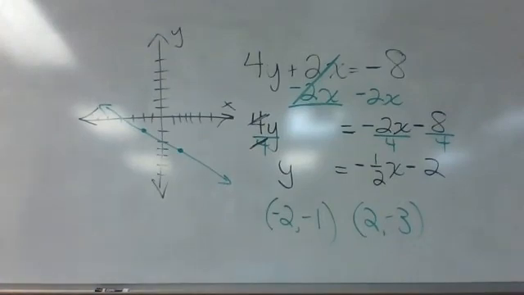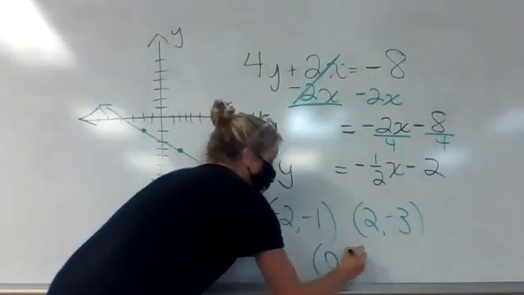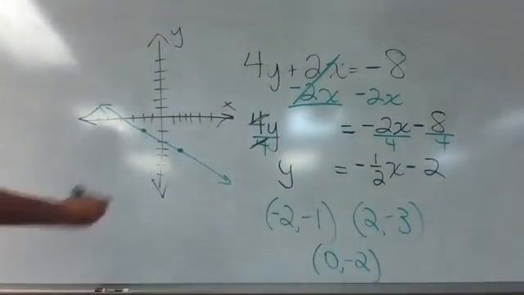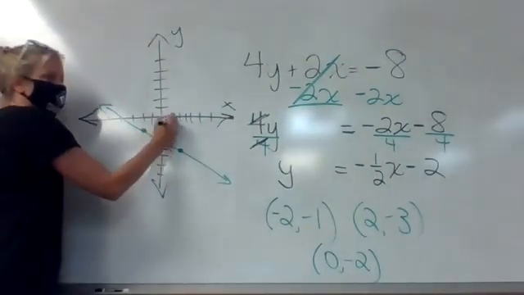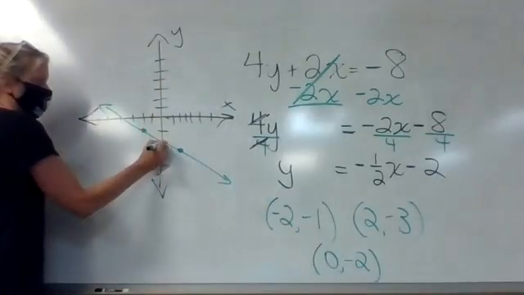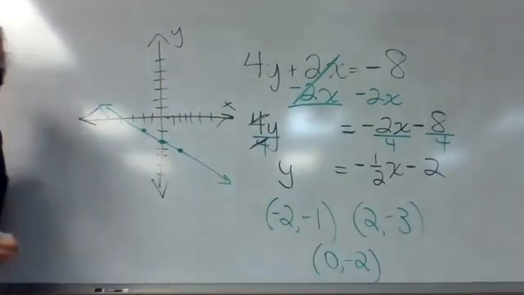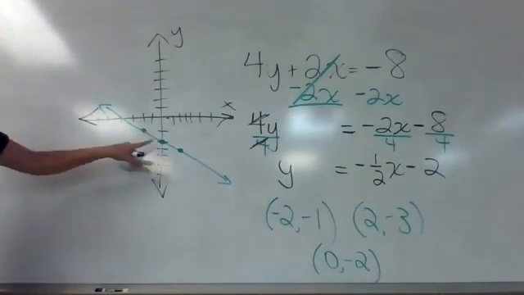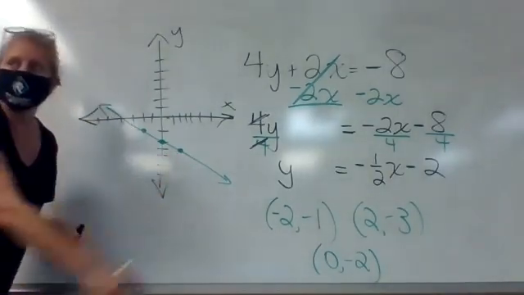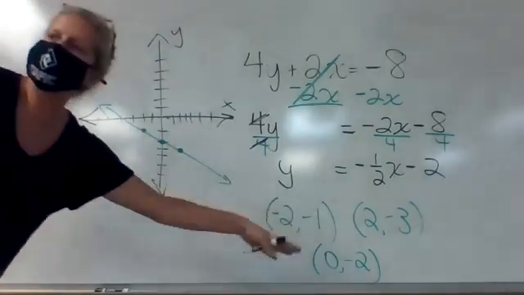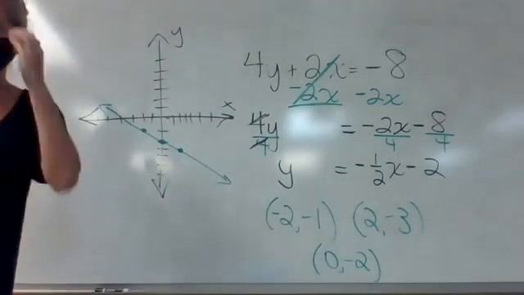Now, just to show you that, another point I could have chosen was 0, -2. That's in the table. Let's see if I would have plotted that point. My X move is 0, so I don't go left or right at all. My Y move would have been -2, so down 2. Look where that is. It's still on that line. So if I would have connected those two instead of these two, it's still the same line. Any points that are in this table are going to be on the same line. Doesn't matter.